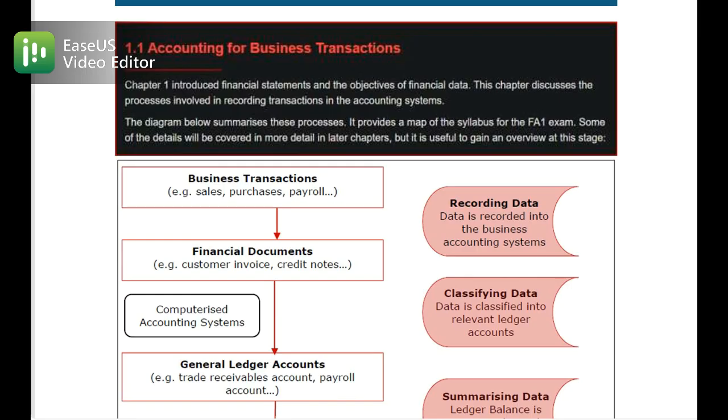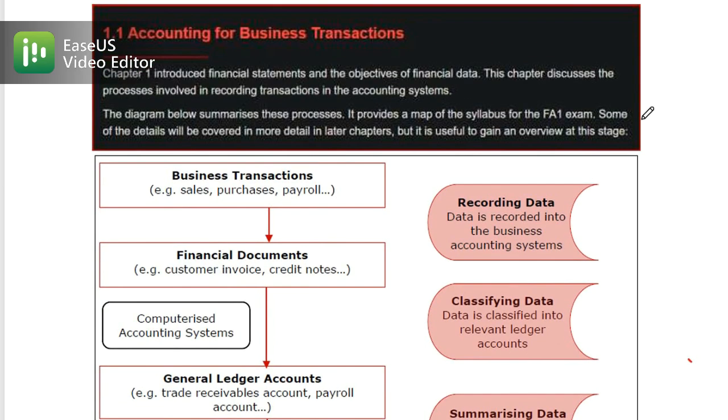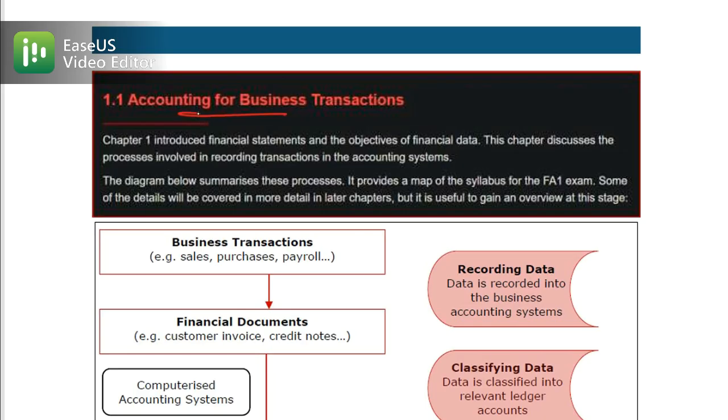The first step here, if you see, is step number one, business transaction, sales. Let me change the color. Okay, now we have to discuss accounting for business transactions, and we'll discuss the accounting process step by step. Okay, so what is a business transaction? These are basically everyday activities where money is involved.